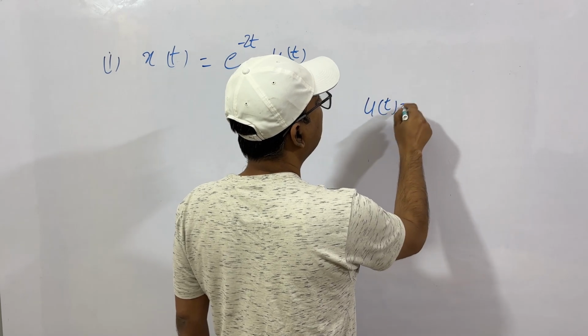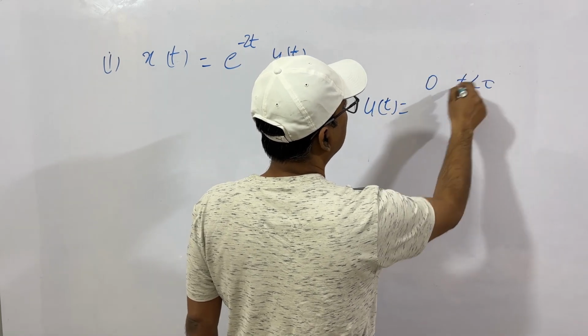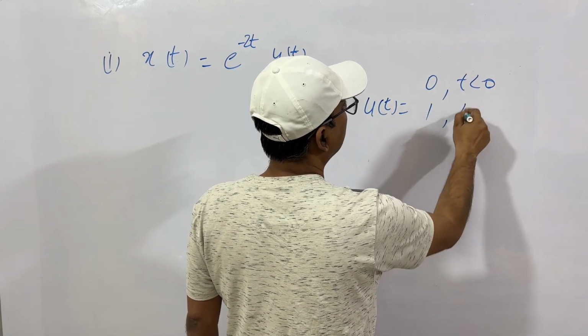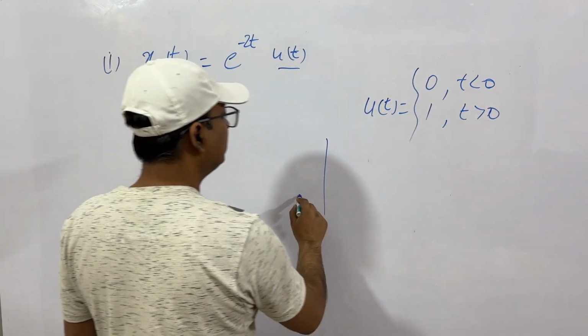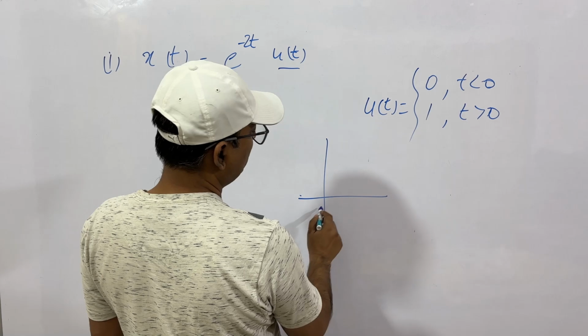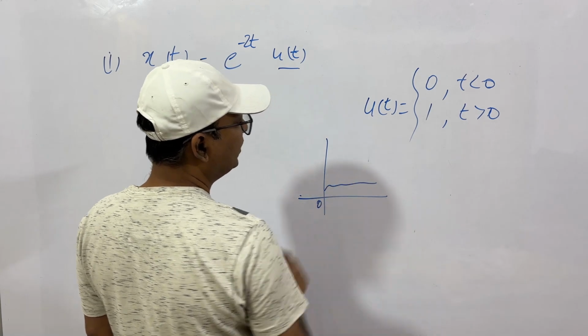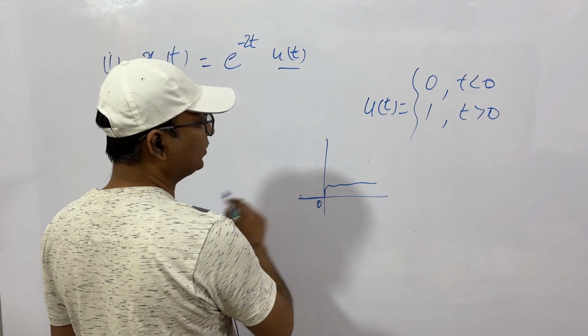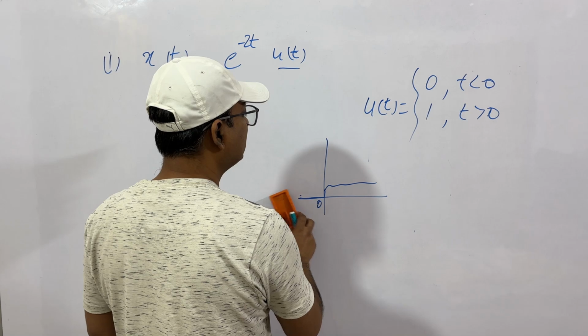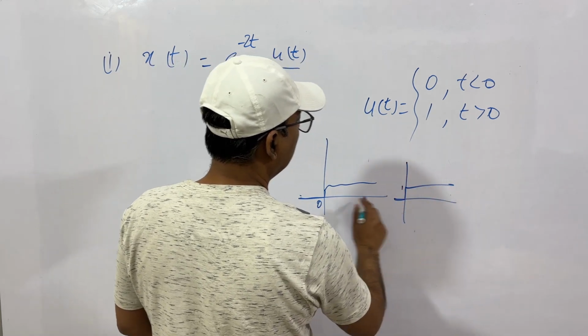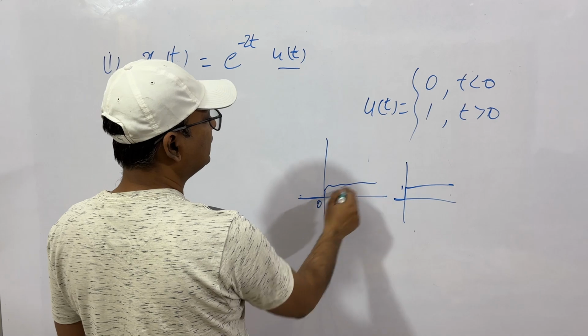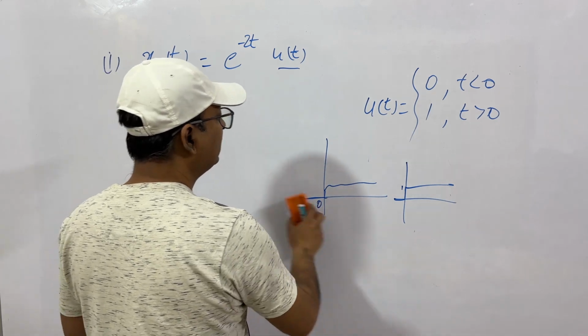You know this, u(t) means it is 0 for t less than 0 and it is 1 for t greater than 0. The simple meaning is that the signal will exist beyond this point only. Below this, it will be 0. This is the meaning of the unit step function. So if this signal is multiplied by it, the signal will be beyond 0 only. This is the meaning of u(t).